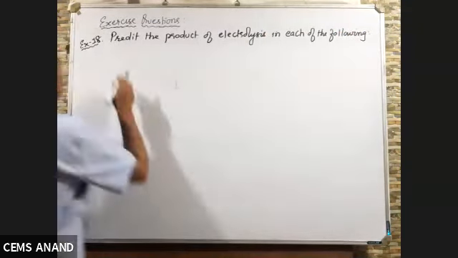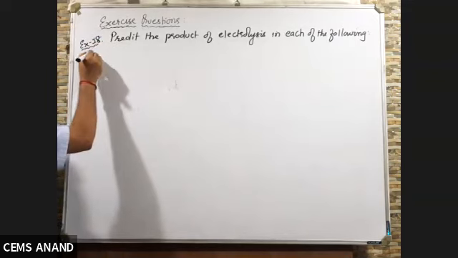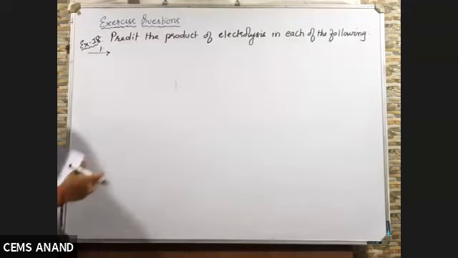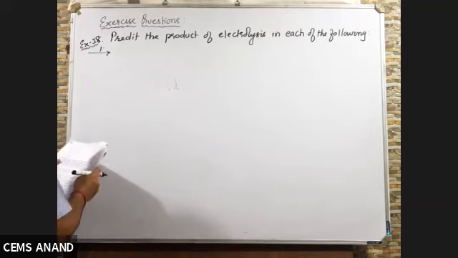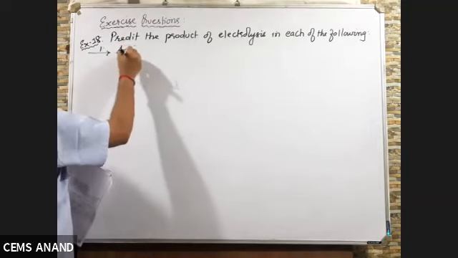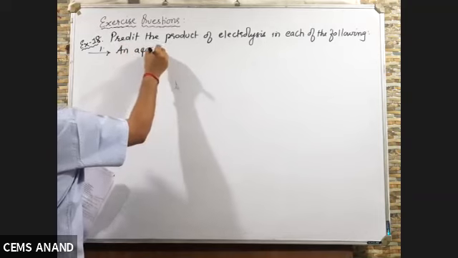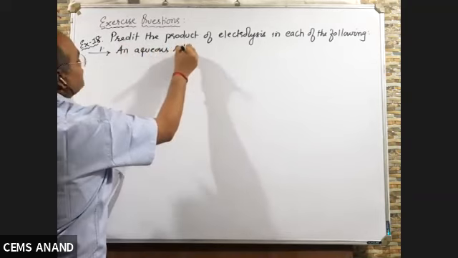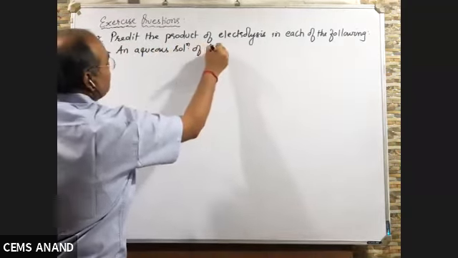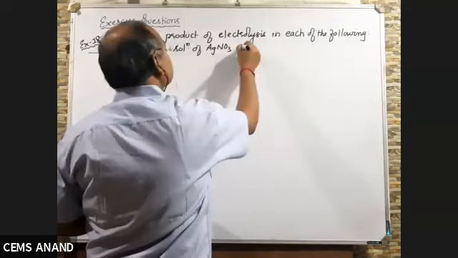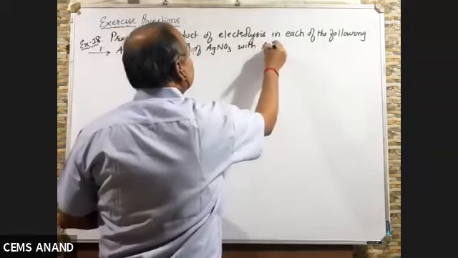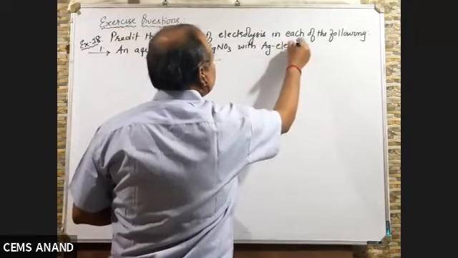Come on, I'll take it one by one. First one, an aqueous solution of silver nitrate with silver electrode.